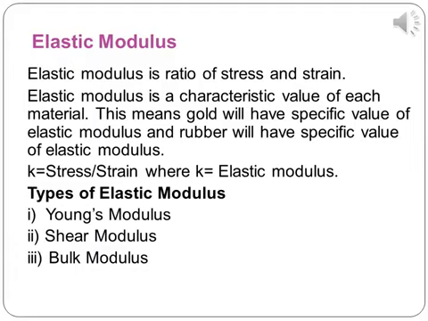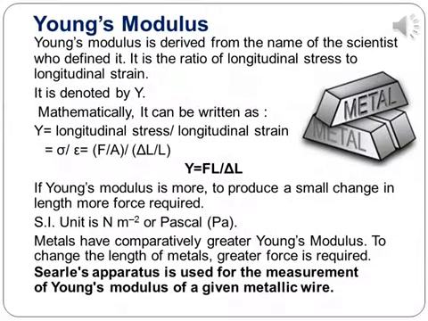What are the different types of elastic modulus? There are three types. First one, Young's modulus. Second one, shear modulus. And third one, bulk modulus. First, I am going to discuss Young's modulus of a material. The term Young's modulus is named after the British scientist Thomas Young, who defined it.